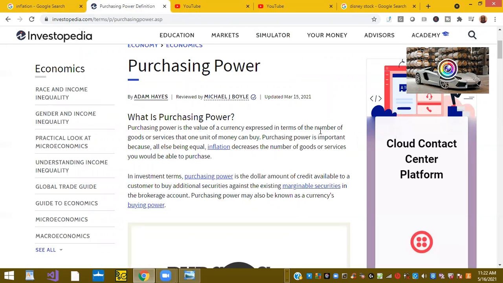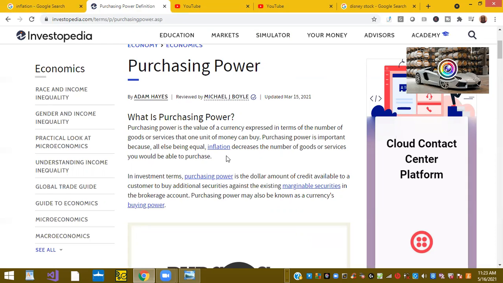So here we have, what is purchasing power? Purchasing power is the value of currency expressed in terms of the number of goods and services that one unit or $1 bill can buy. Purchasing power is important because all things being equal, inflation decreases the number of goods or services you will be able to purchase in the future.